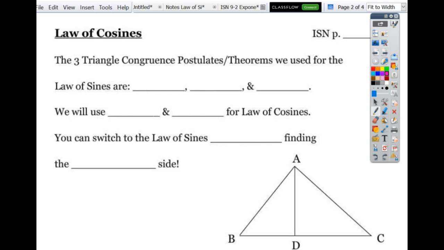Okay, so we've been doing the law of sines. And with the law of sines, you had to have angle, side, angle, or angle, angle, side, or the naughty one. And that was the ambiguous case, right?